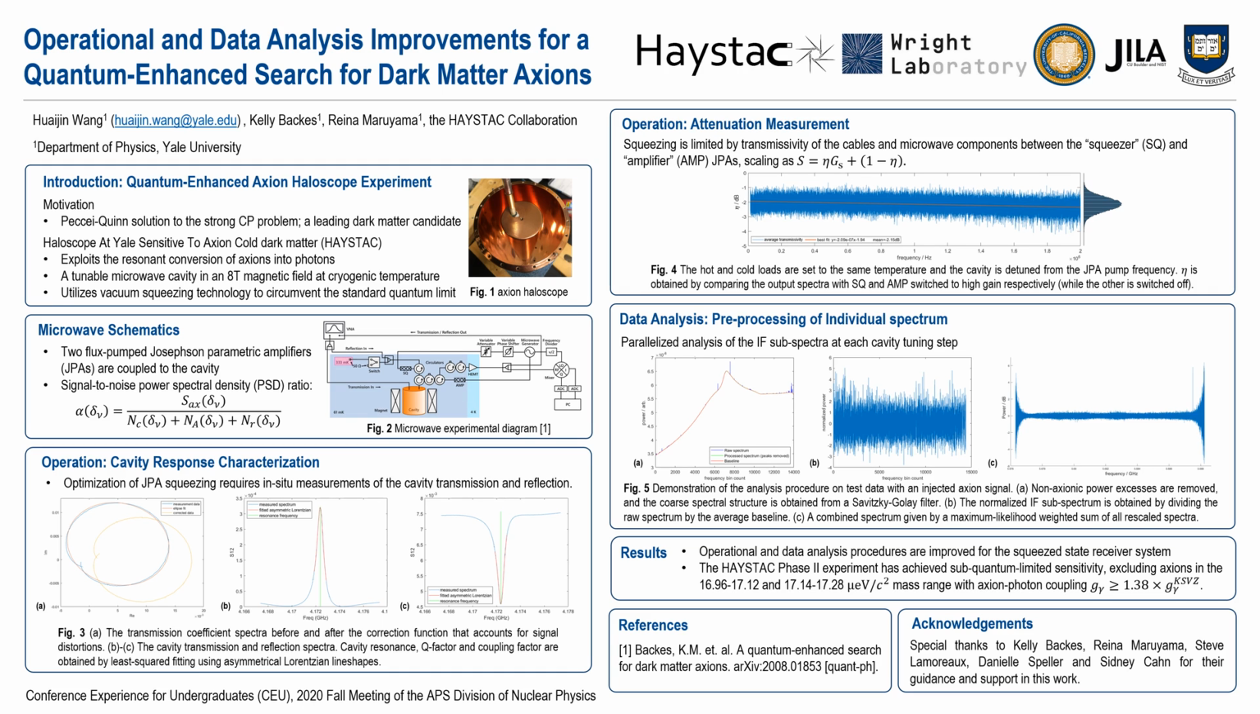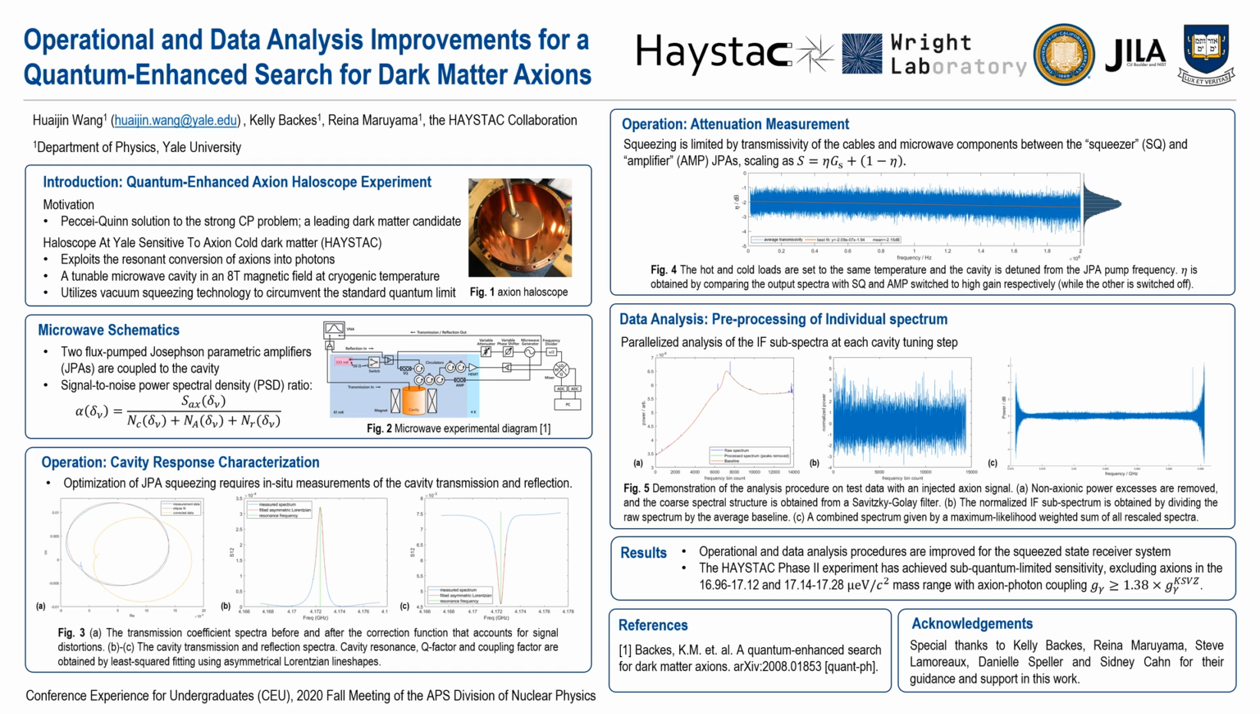The experimental setup builds on the previous Haystack run, when the quantum limit had not yet been reached. I will be focusing on a selection of operational and data analysis upgrades, which were then used in the actual Phase 2 experimental run. The optimization of JPA squeezing requires precise in situ measurements of the cavity transmission and reflection profiles. The complex transmission and reflection coefficient spectra are taken using a coaxial antenna built in the microwave cavity.